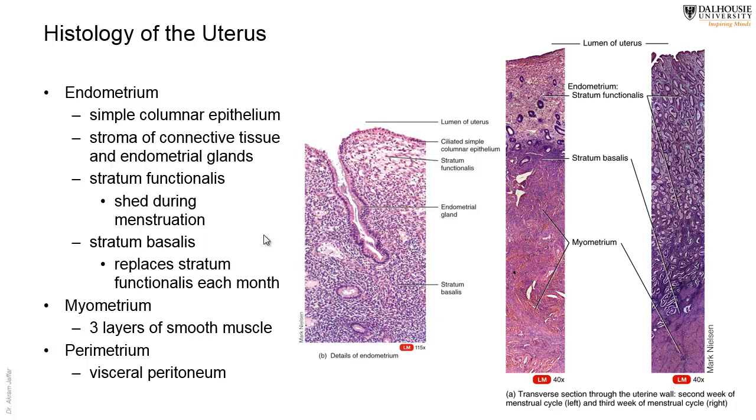So we have the epithelium, and then below that is the layer of connective tissue that is divided into two parts. The first part, which is just beneath the epithelium, is called the stratum functionalis. This is the stratum functionalis, and you can see that it increases in size during the menstrual cycle. But there is a small part of it which is very close to the myometrium, which is called the stratum basalis. The stratum basalis remains there. It doesn't shed during menstruation, and it helps build up the stratum functionalis during the next menstrual cycle.